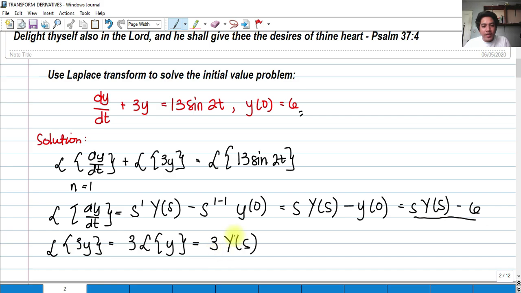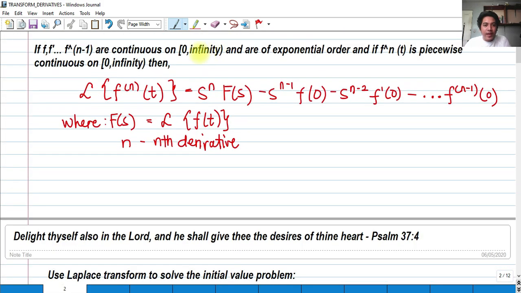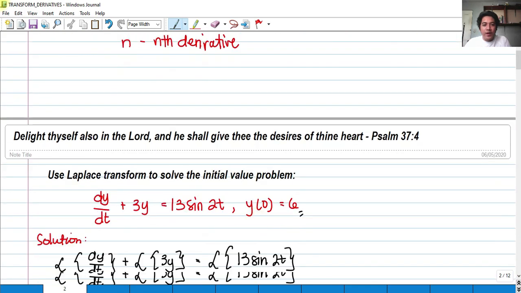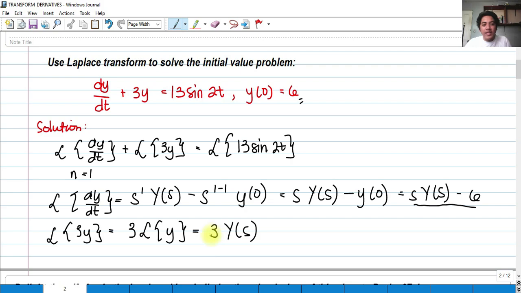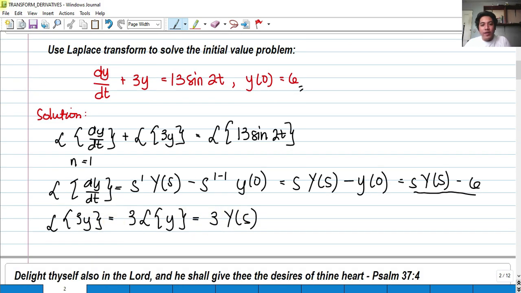So it should be s raised to 0, which is 1. We have y of s. So the first term, s raised to 0 is equal to 1, then we get y of s, which is this. It so happened that it has a 3, so we have 3y of s. So how about the Laplace transform of this?